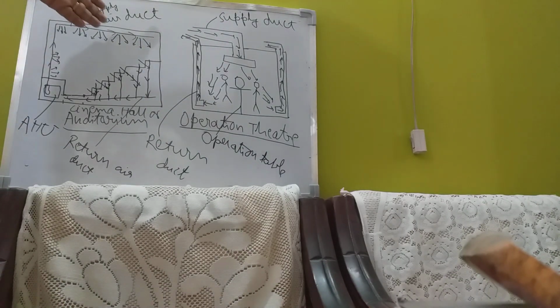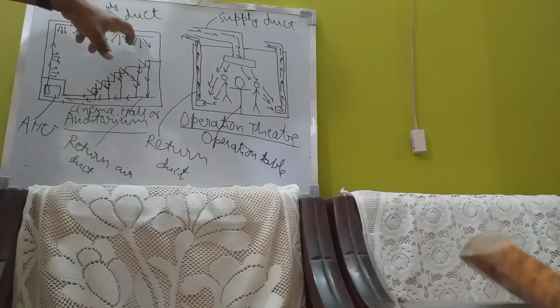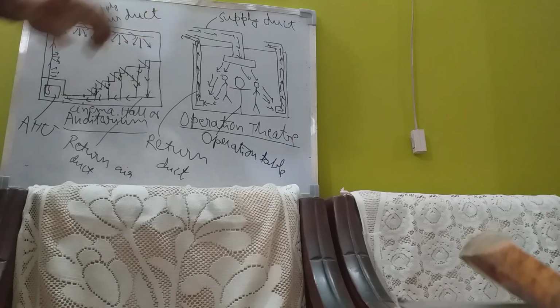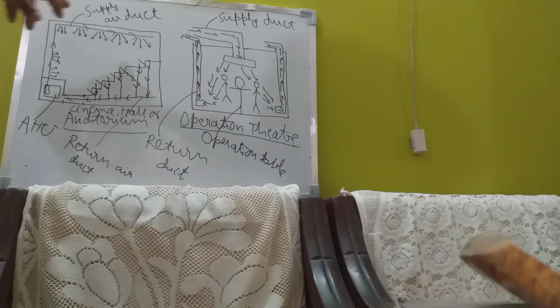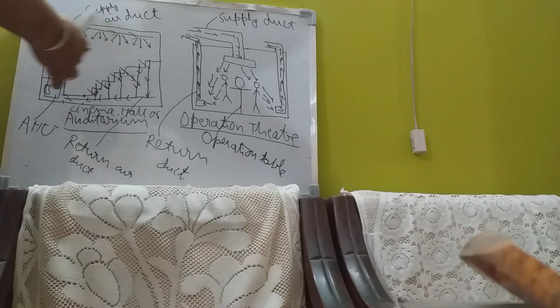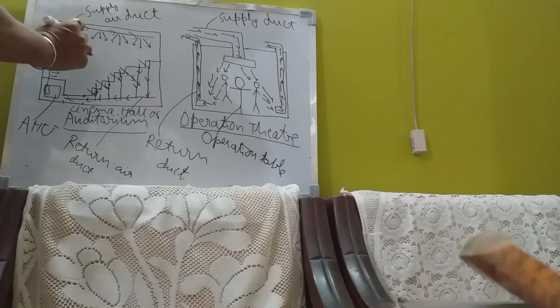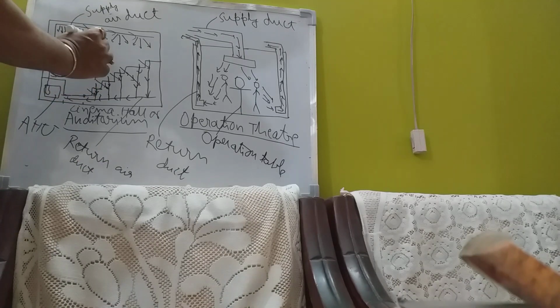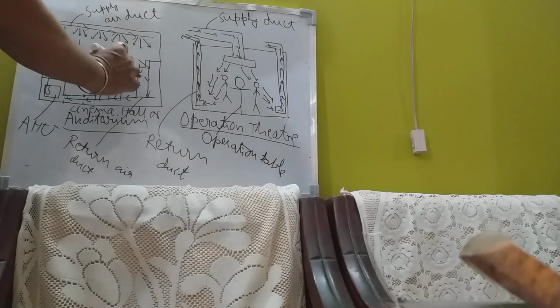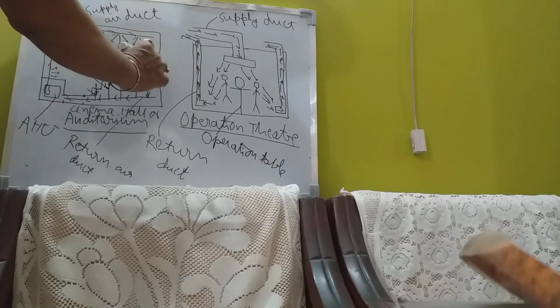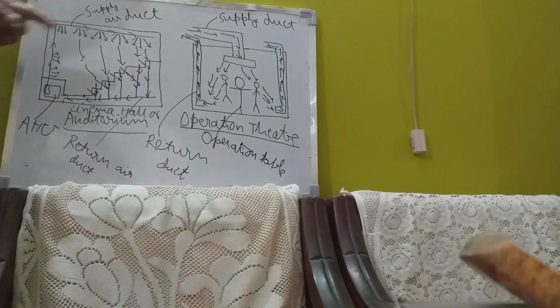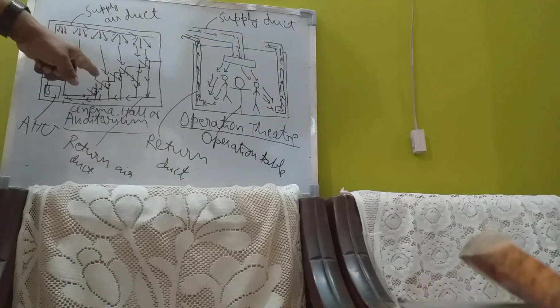I think the concept is clear to you. Here I am showing the air being supplied to the diffuser above the false ceiling. Now this air is coming here. This is the direction of airflow, and this is the direction of airflow. Air is coming here, this way.